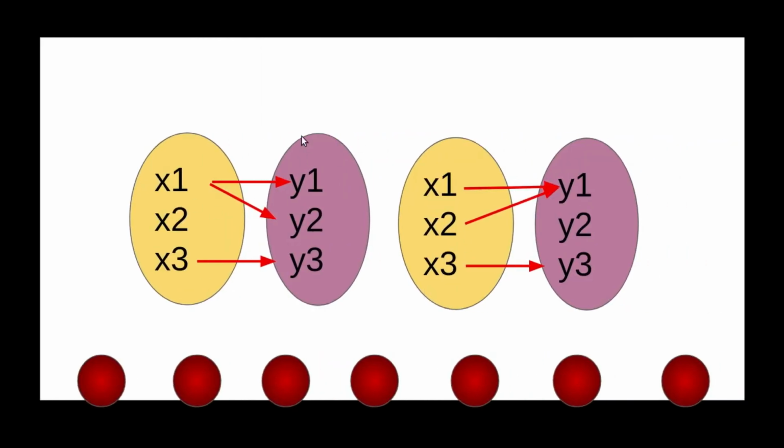Now here consider some relations. Now x1 to y1, x1 to y2. This element has two images. So this relation is not a function. x2 has no image. So this relation violates two conditions for a function. So this is not a function.